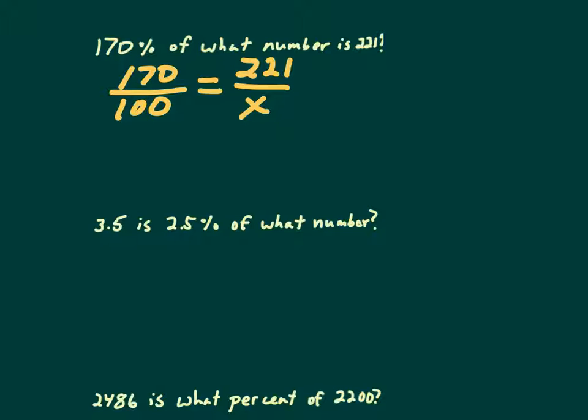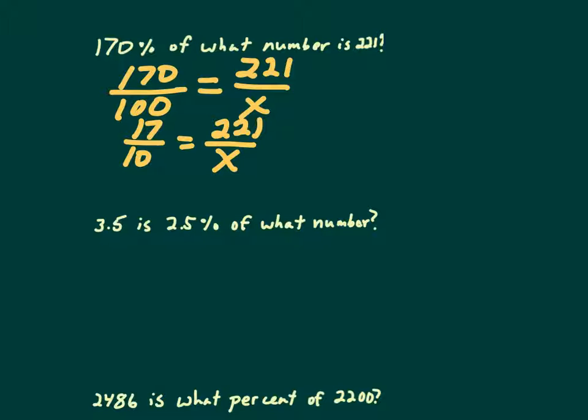All right, Avery, can I do any simplifying here? Well, I must have several people named Avery. All right, here we go. Avery, you can simplify 170 and 100, and that gets what? What does it get when you simplify? 17 over 10. Very good. 17 over 10 equals 221 over x.